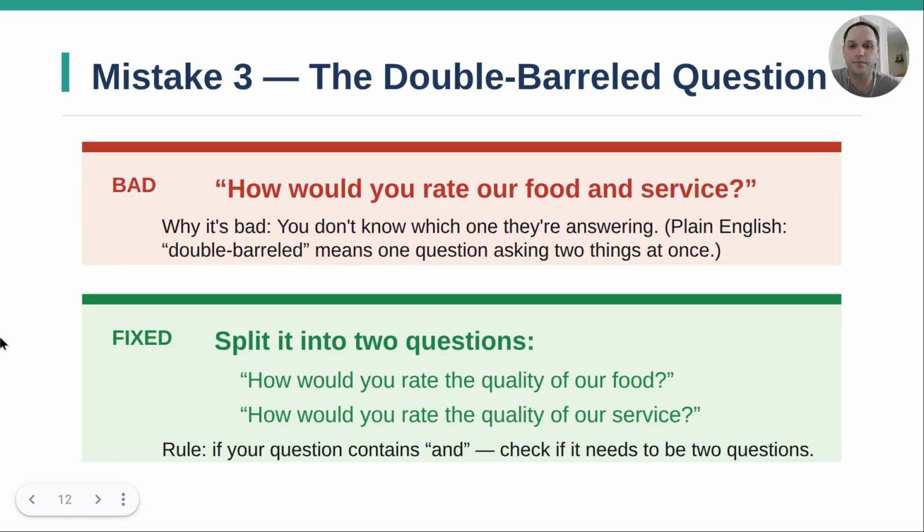Third trap, and the trickiest one, the double-barreled question. Example, how would you rate our food and service? The problem is you don't know which one they're answering. Someone might love the food and hate the service, but they're forced into one rating for both. The data is worthless. The fix is just to split it into two separate questions, one for food, one for service.